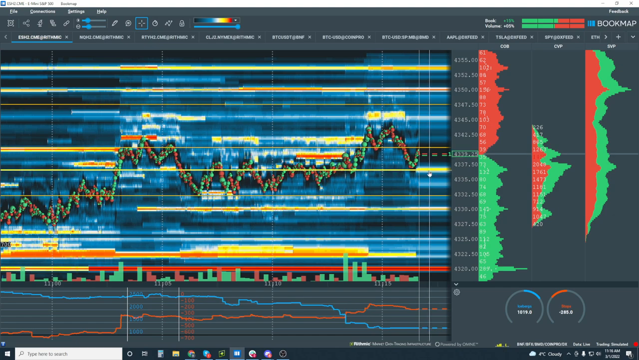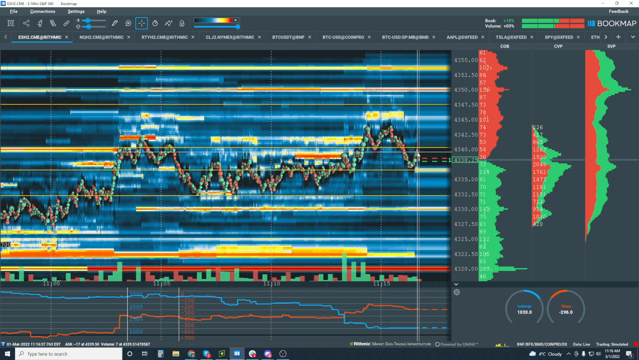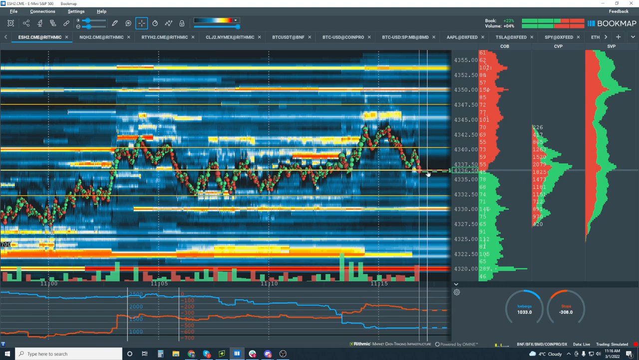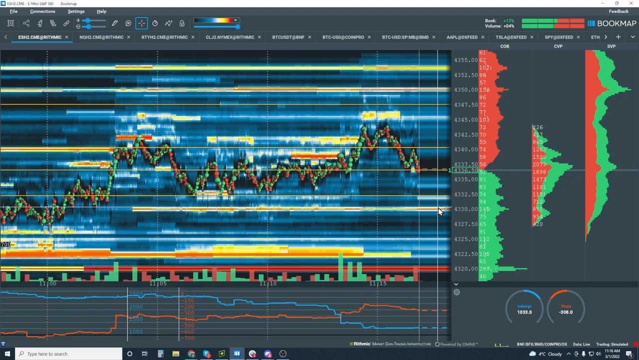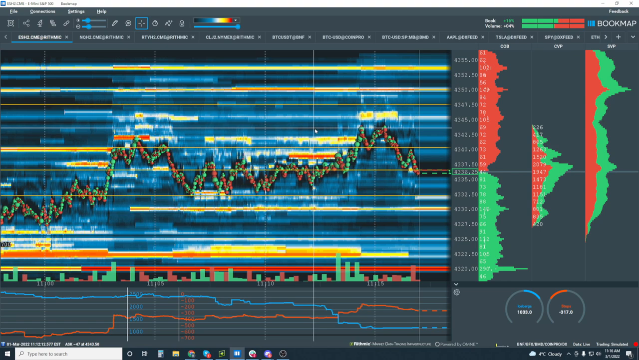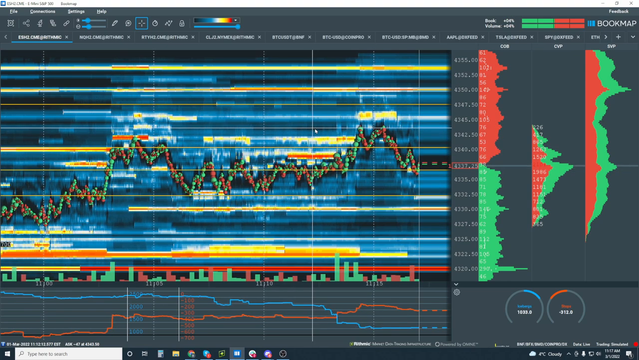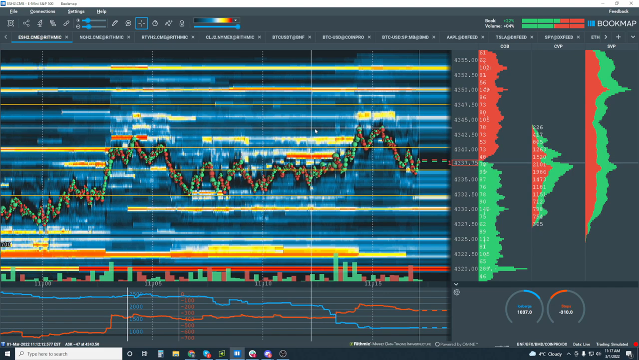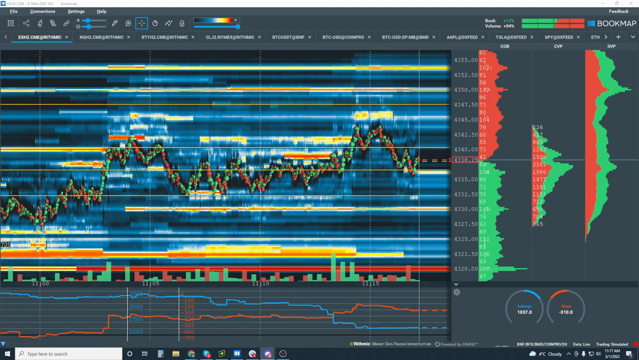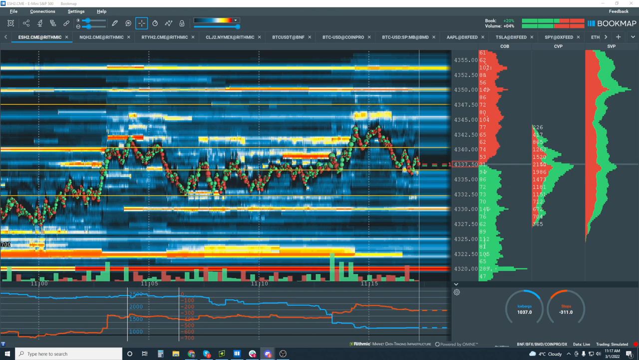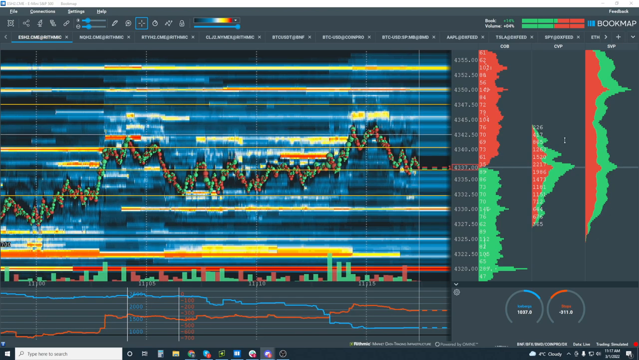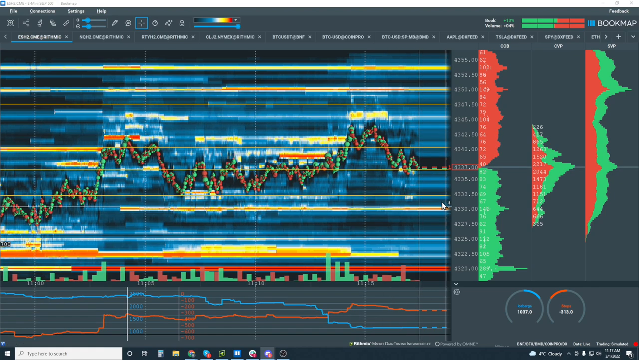Nothing. In fact, support on the bid here, and a little bit of buying. All right, here we go. Sellers hit it, and let's see 30 here. Some liquidity coming in just around 32. Come on, sellers, let's see it.